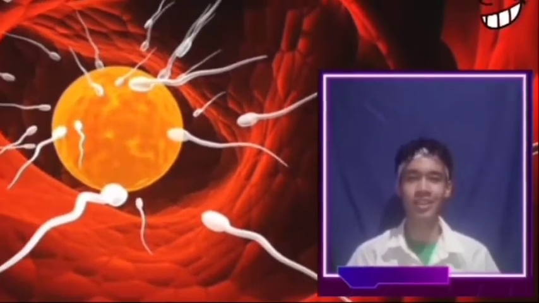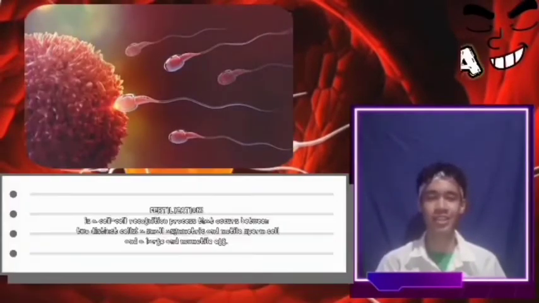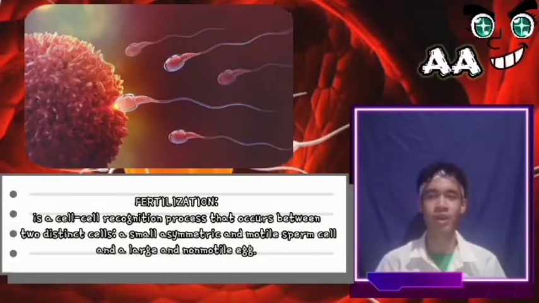So, here's the overview for the fertilization process. What is fertilization? Fertilization is a cell-to-cell recognition process that occurs between two distinct cells, a small asymmetric and motile sperm cell and a large and non-motile egg cell.